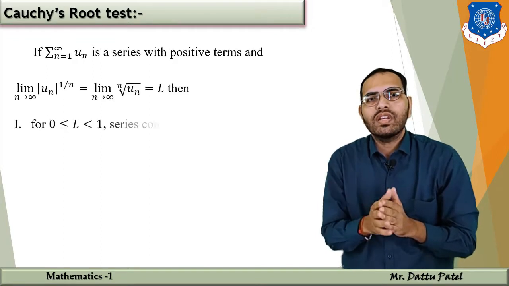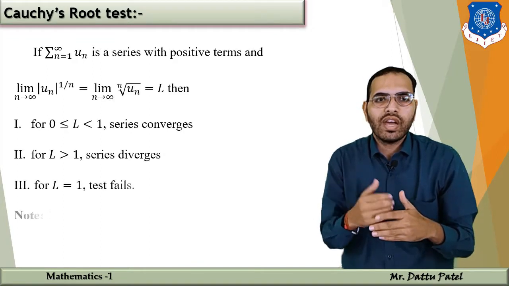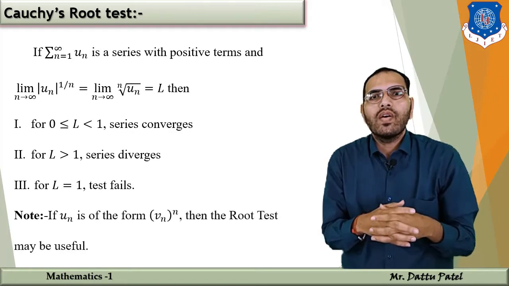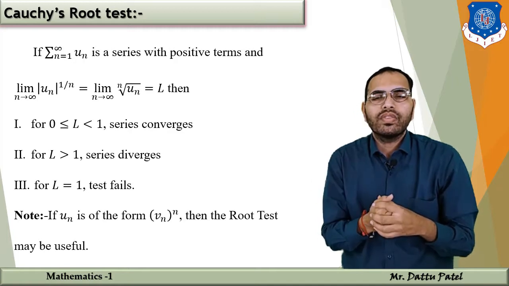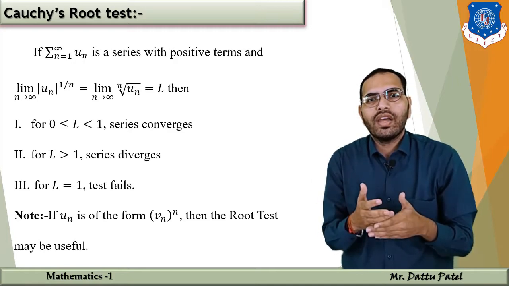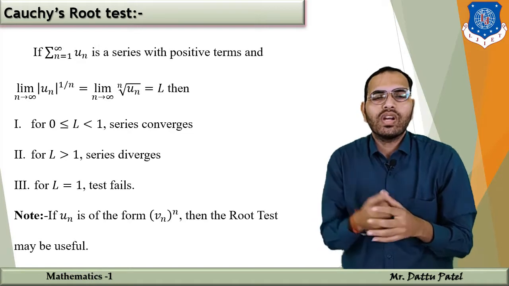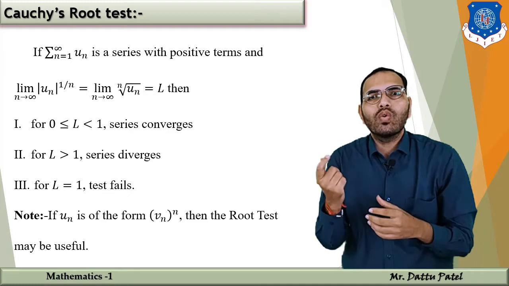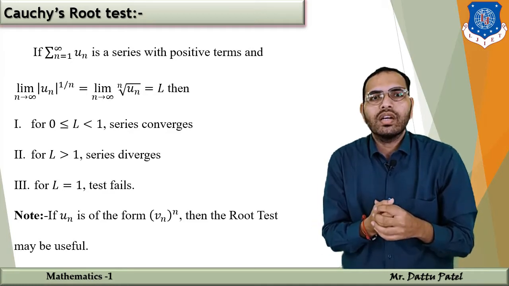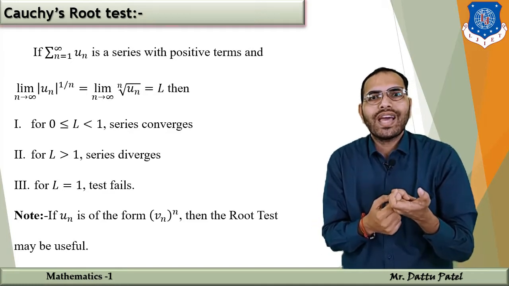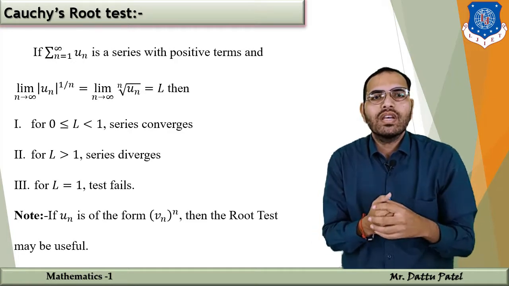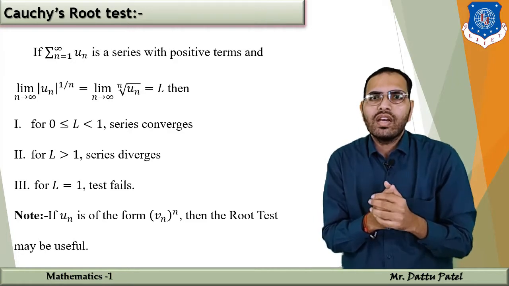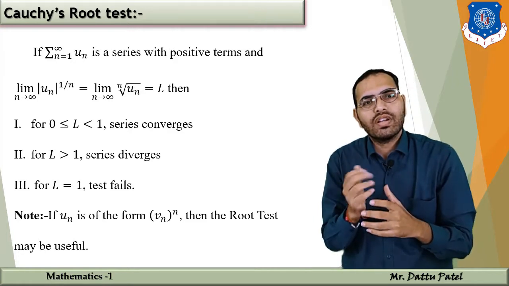If summation, where n is running from 1 to infinity, un is a series with positive terms, where un is not equal to 0, and the limit as n tends to infinity of mod of un raised to 1 upon n, that means the nth root of un, is equal to L. Here, if the value of the limit lies between 0 and 1, that means 0 is less than or equal to L, less than 1, then we can say that the given series sigma un is convergent.